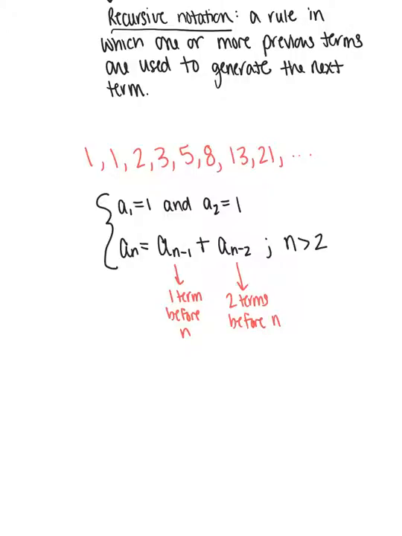And let's check it out and let's make sure it works. Let's say I was trying to find a sub 6 for my Fibonacci sequence. Well, based on my rule, I'm going to take a sub 6 minus 1 plus a sub 6 minus 2. Well, 6 minus 1 is 5. 6 minus 2 is 4. Now, a sub 5 is the fifth term in the sequence, so that's going to be 5. And a sub 4 is 3. I add 5 plus 3 and I get an 8. Let's just make sure that is indeed the sixth term in the sequence. So our rule works. So this would be the recursive notation for a Fibonacci sequence.